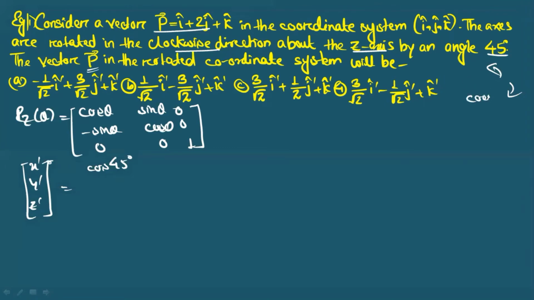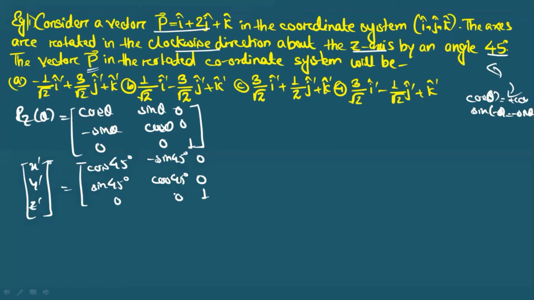So you know cos of minus theta is equal to what? Cos theta. But sine of minus theta is equal to what? Minus sine theta. Okay. So for this, this is cos theta, this is cos 45, this will become sine 45 degree, this will become minus sine 45 degree. This is 0, this will become cos 45 degree. This is 0, and this is 0, 0, 1. All right. And this is x, y, z.